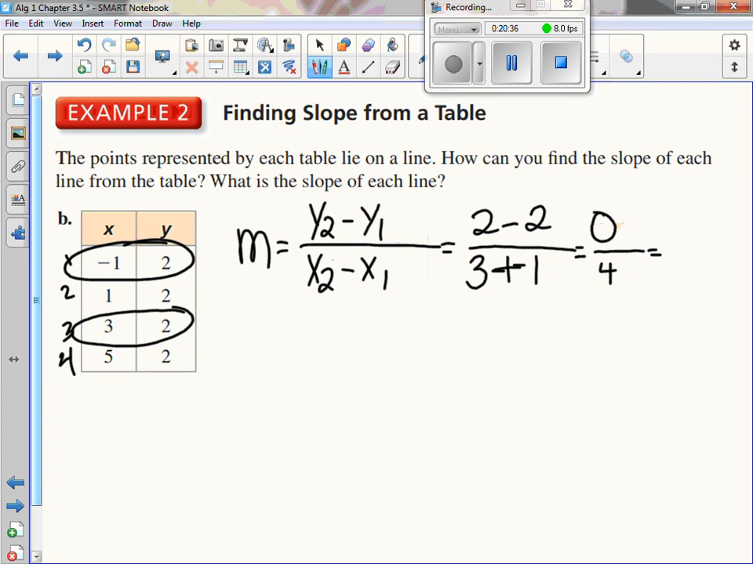0. Because whenever we have 0 in the numerator of a fraction, it will always be 0. Can I ever have 0 in the denominator of a fraction? No. We can never have 0 in the denominator of a fraction. We can have it in the numerator. We cannot have it in the denominator. It never works in the denominator. So any questions on this here?